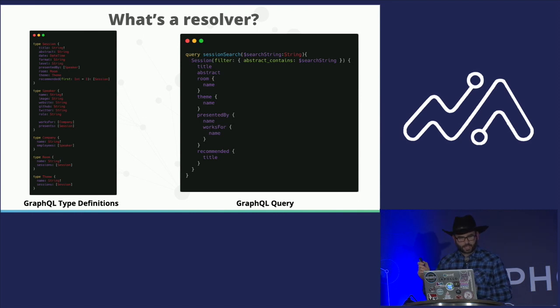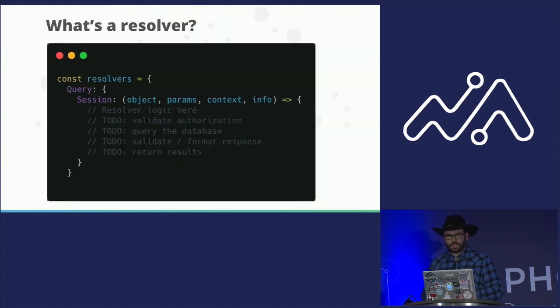That's not very helpful. These are our type definitions again, and then our GraphQL query, just to remind ourselves that we're querying for sessions, traversing that data graph a little bit to find speakers, what room it's in, recommended sessions, and so on. And so resolvers, those are the functions that define how to fetch that data from the data layer, right? If it's calling out to another API, if it's calling a database, if it's reading from a flat file, whatever it is, the resolver is the function that has the logic for fetching that data.